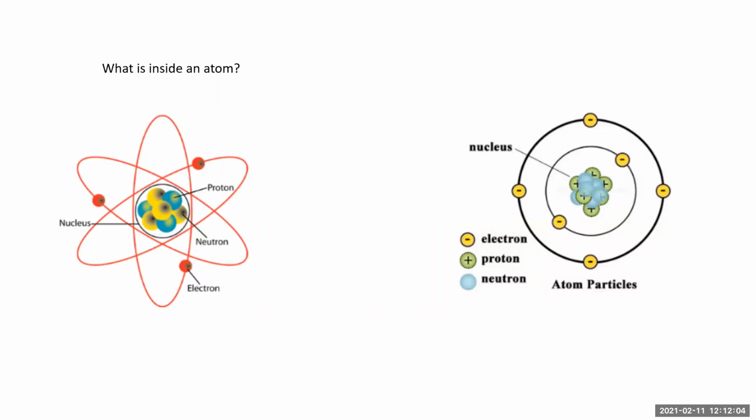So remember, inside an atom are the subatomic particles known as the protons, neutrons, and electrons. The protons and neutrons are in the center, in the nucleus. The electrons are around the nucleus in shells. The electrons have a negative charge, the protons have a positive charge, and the neutrons are neutral.